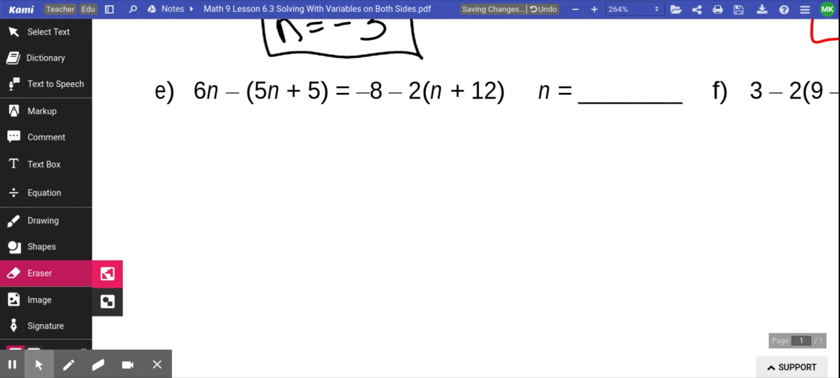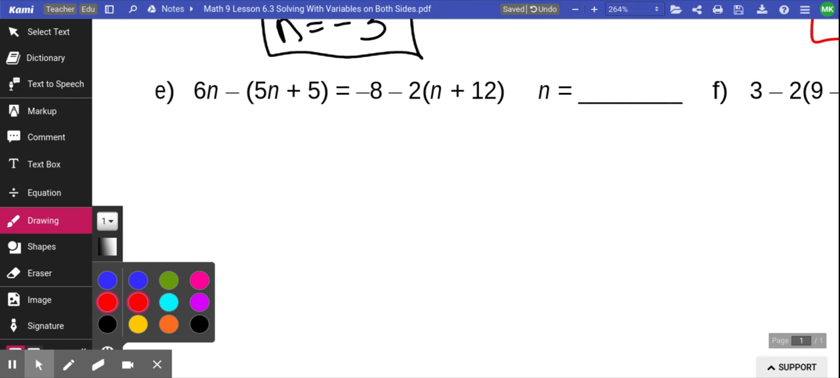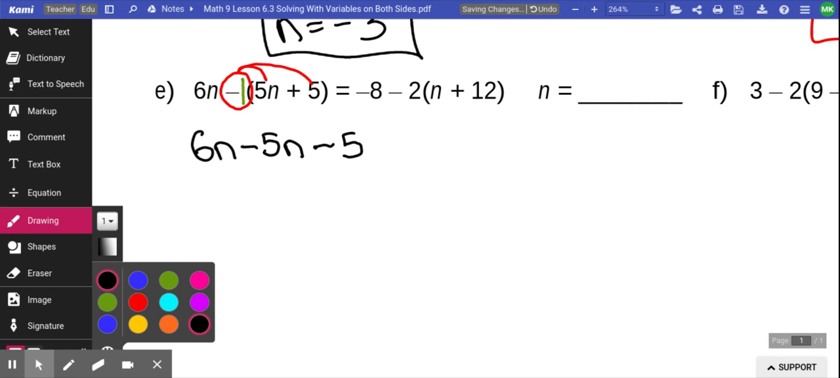Instead, what we have to remember is that if there's nothing in front of a bracket, there's an invisible 1 in front of that bracket. So for us, what we need to do is multiply the negative 1 into the brackets. That would give me 6n still. And then negative 1 times positive 5n becomes negative 5n. And then negative 1 times positive 5 becomes minus 5. That's probably the trickiest thing you'll see: brackets with nothing in front and a negative sign. You have to realize that's a -1 that needs to be multiplied in.